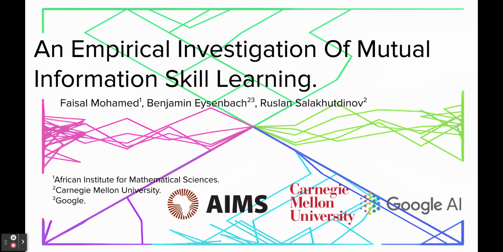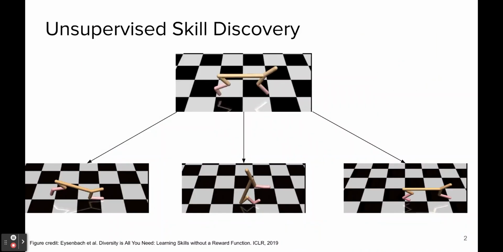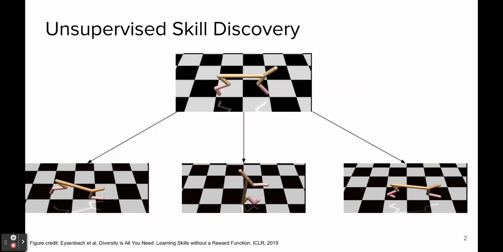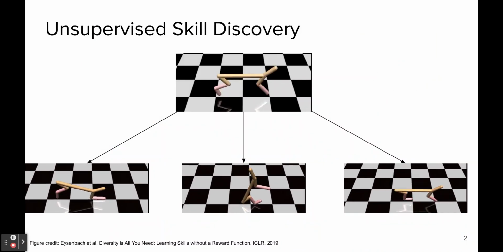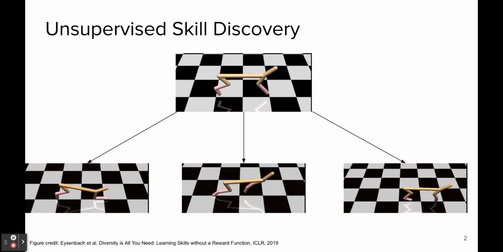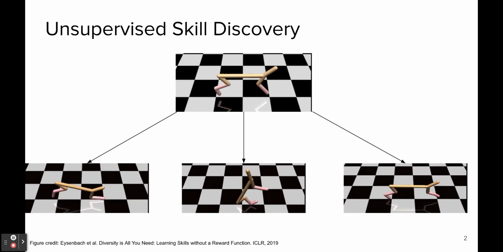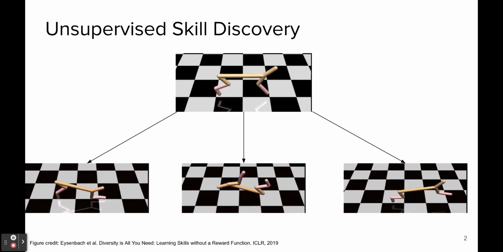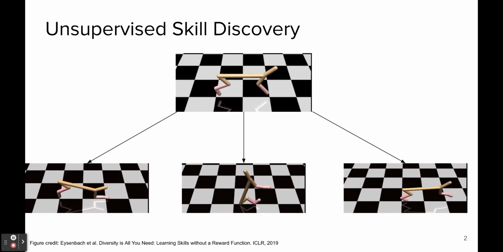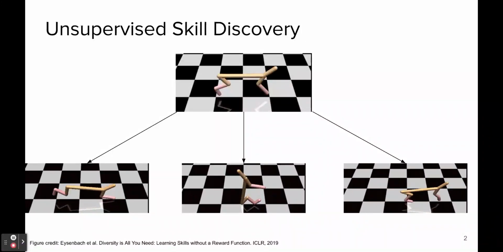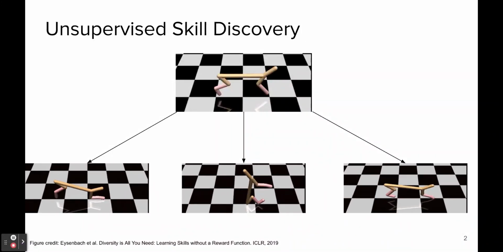Hello, I'm going to present an empirical investigation of mutual information skill learning. This is joint work with Ben and Ross. We are working on the problem of unsupervised skill discovery, in which the goal of the agent is to learn a set of diverse skills in an unsupervised training phase and to adapt these skills in a downstream adaptation phase.